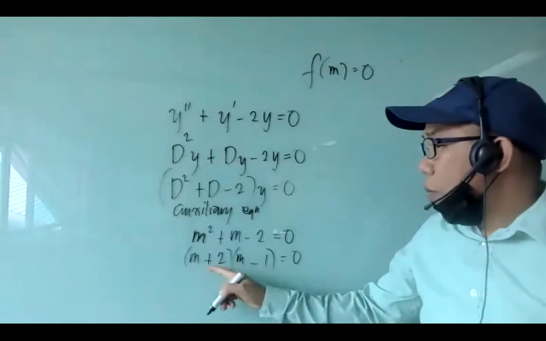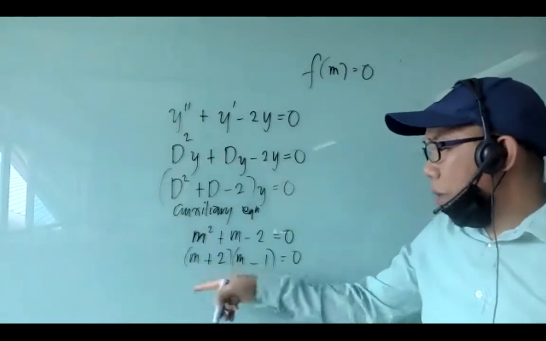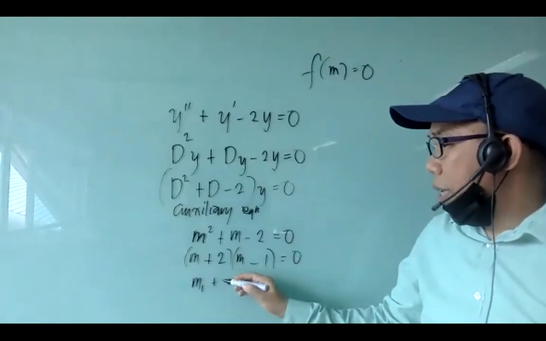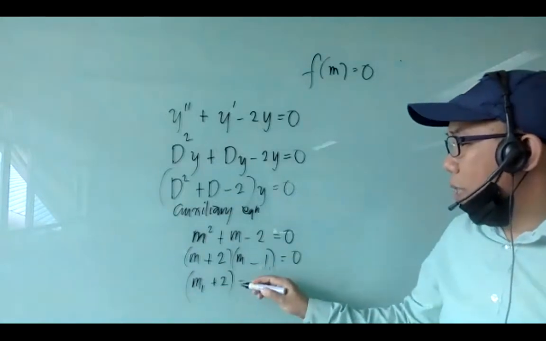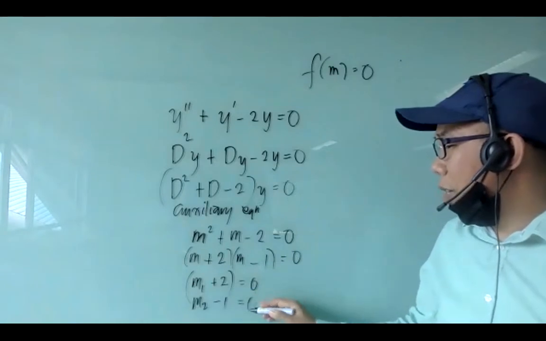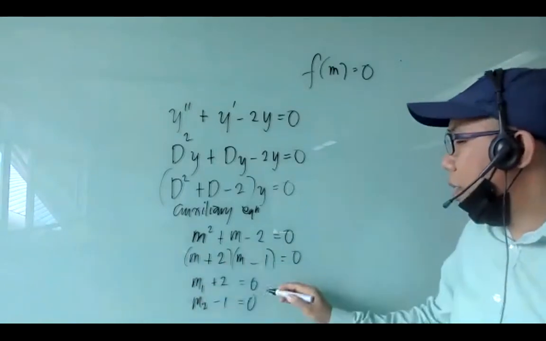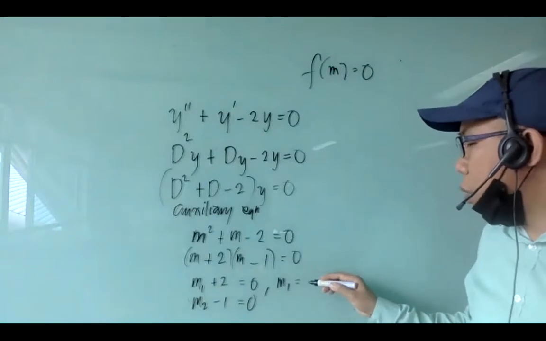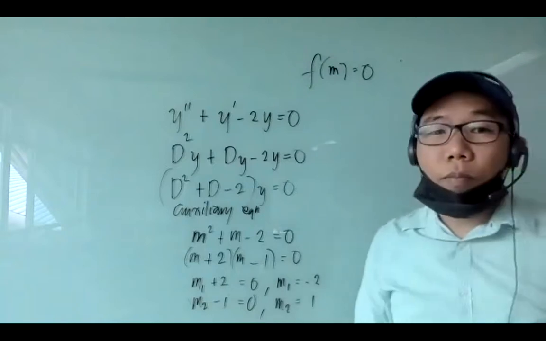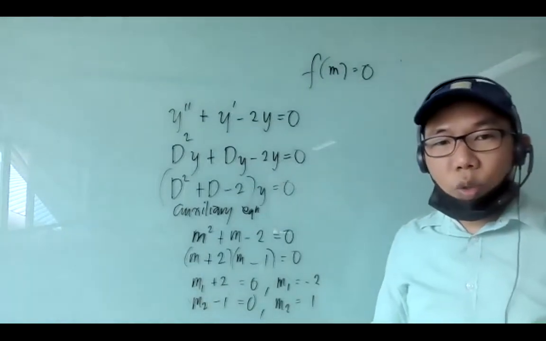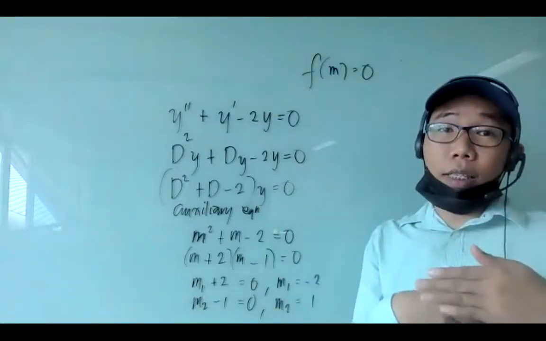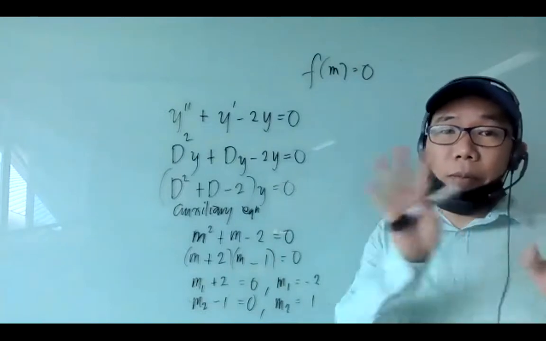Okay, dahil dyan, naka-equal sa zero. So pwede mong i-label yan as m sub 1 yung una. So m sub 1 plus 2 equal to 0. Ito naman, m sub 2 minus 1 equal to 0. So yung first root is m sub 1 equal to negative 2. Yung second root is m sub 2 equal to positive 1. Kita ba? So yung roots natin are negative 2 and 1. So pwede magkabaliktad yan, ha guys? Kasi arbitrary constants naman, pwede namang mag-interchange yan sila.